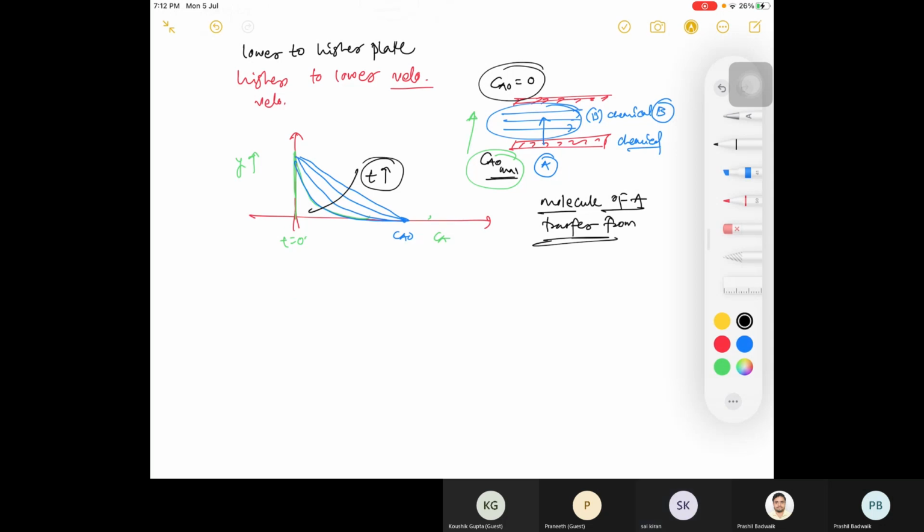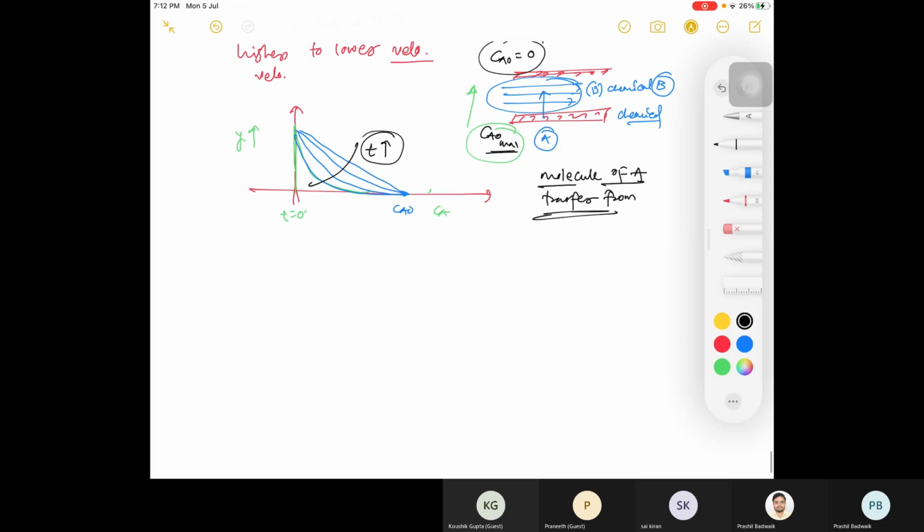Right? Mass transfer, momentum transfer and heat transfer. And here also what will happen? You will be having diffusion and you will be having convective mass transfer. And in order to compare that, you will be having Sherwood number, based on which you can have a comparative study.